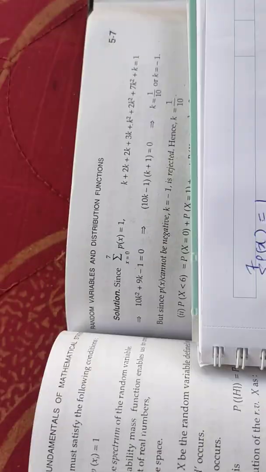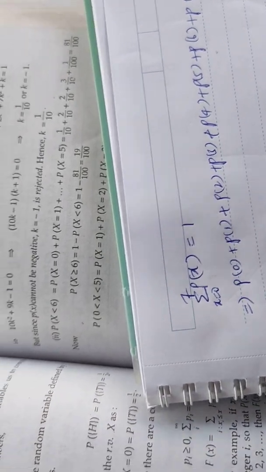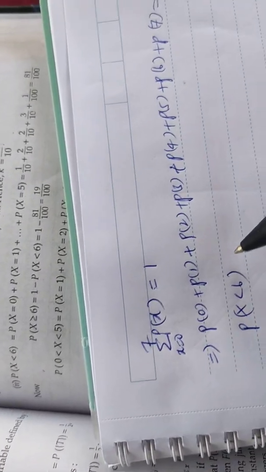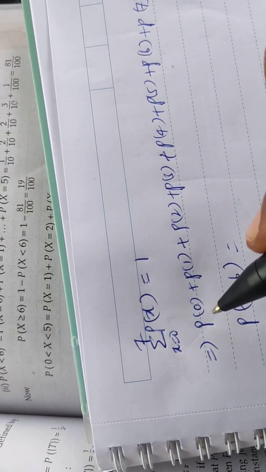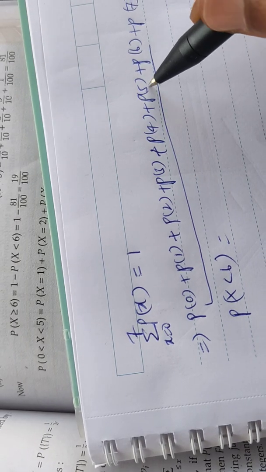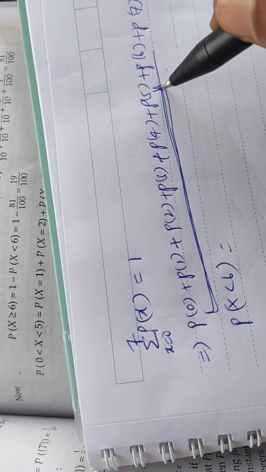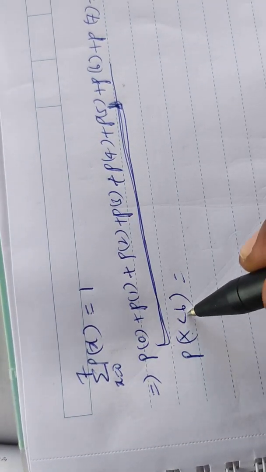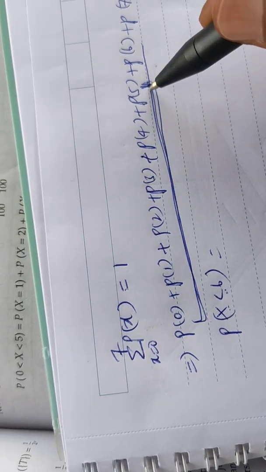Now, what is the second problem? They are asking us to find the probability of x less than 6. What does probability less than 6 mean? From this point till 5 only, 0 to 5. Don't take 6, because x less than 6 means 6 is not included. The values less than 6, which is 5, till there.